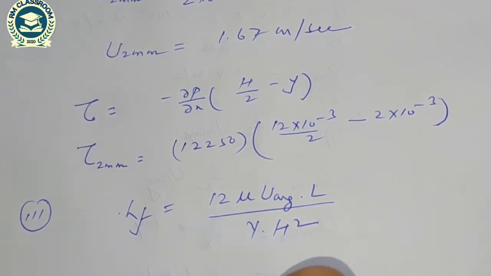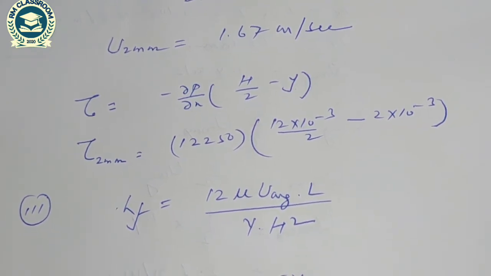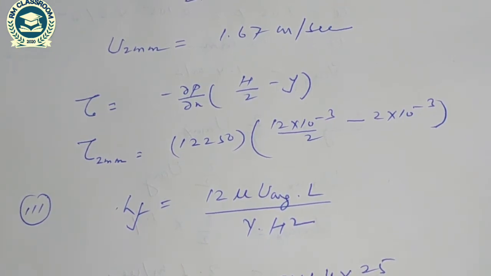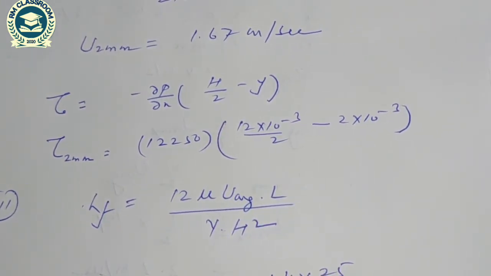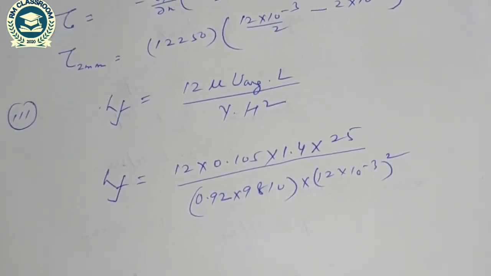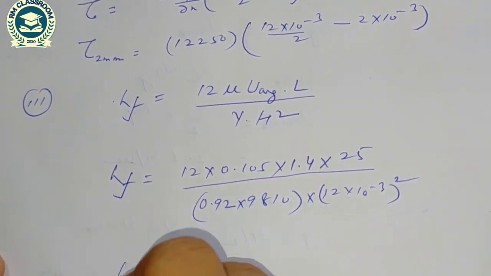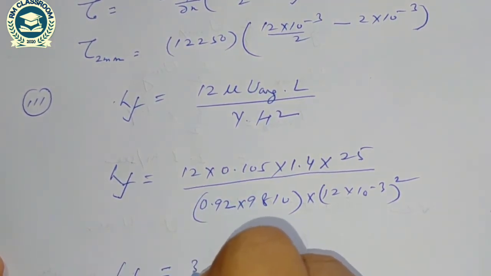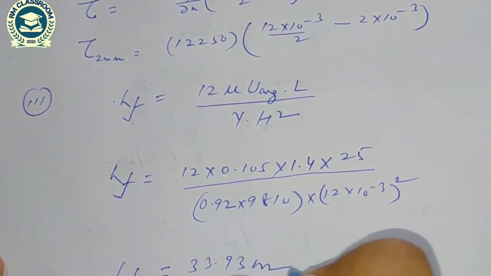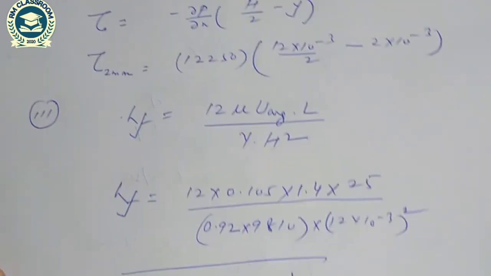So 12 into 0.105 into average velocity, which is 1.4, into length, which is 25, divided by gamma, and gamma is 0.92, the relative density, into 9810, into (12 into 10 to the power minus 3) whole square. So this is the head loss in the parallel plates, and it is coming 33.93 meter.